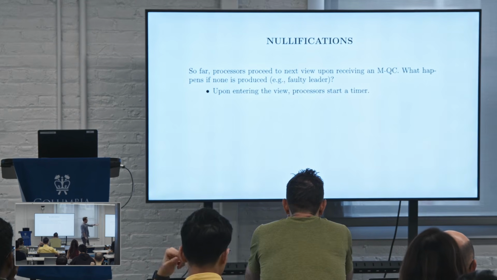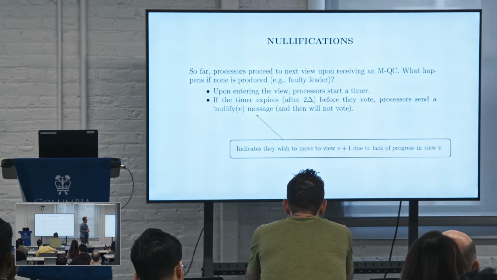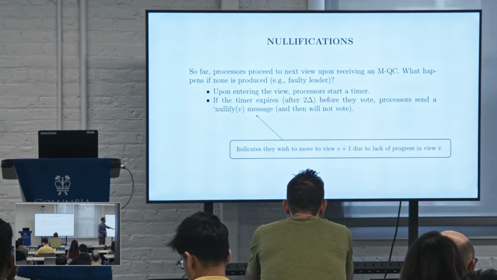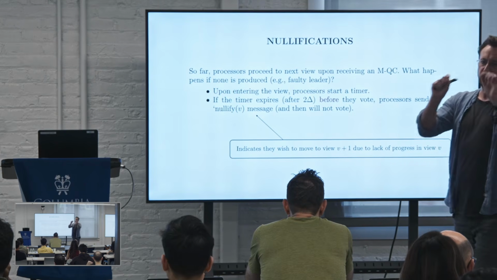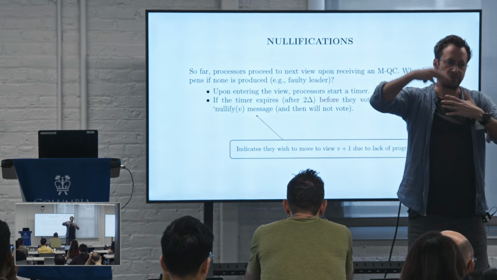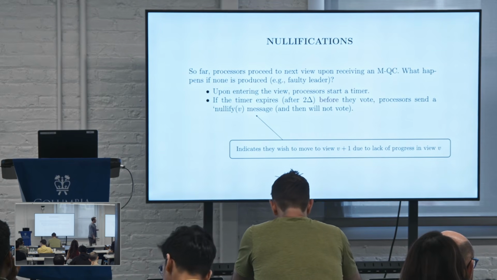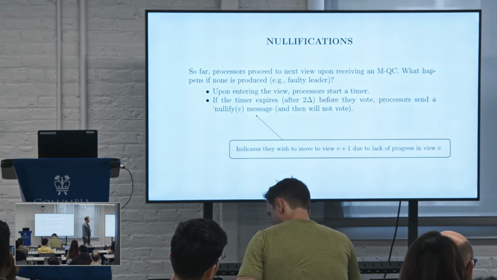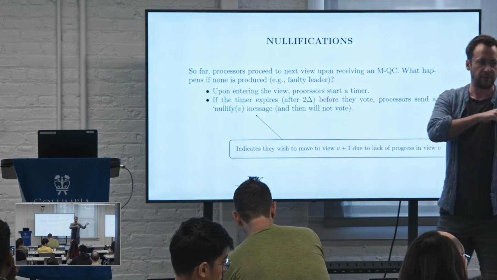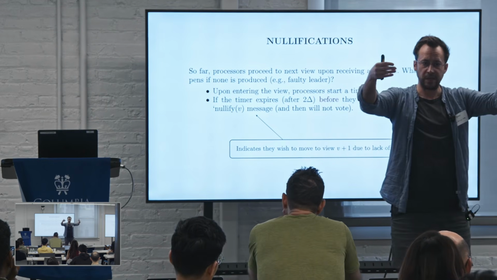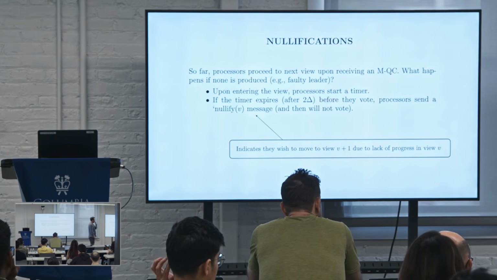Upon entering the view, processors set a timer. If the timer expires before they vote, and I put the information 2 delta there, don't worry about the fact that it's exactly 2 delta for now, I'll explain why later, just imagine it's some appropriate length of time. So if the timer expires before they vote, processors send a nullify V message, and then will not vote. If they vote, then they're not going to nullify. But if they don't vote and the timer gets to that point, so it seems like things aren't going well, then they'll send a nullify V message, and then they won't vote.